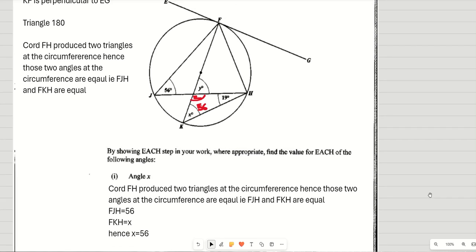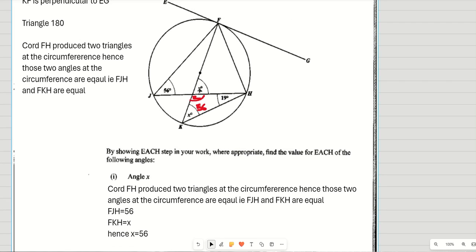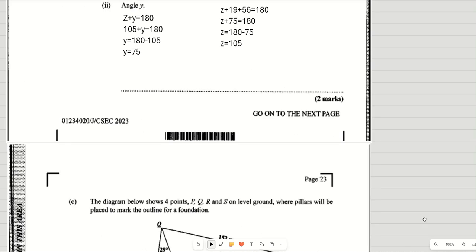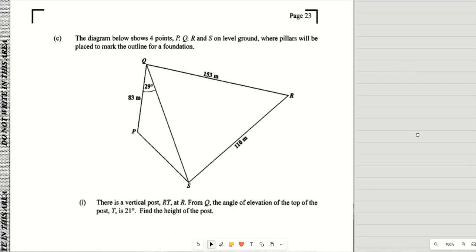Or you can look at it like this, where this angle here, y, is your external angle, and your external angle is the sum of your opposite interior angles. So that's x and 19. So y would be the sum of x and 19, and that would be your answer if you want to use it that way. Alright, and that's how you would do this.